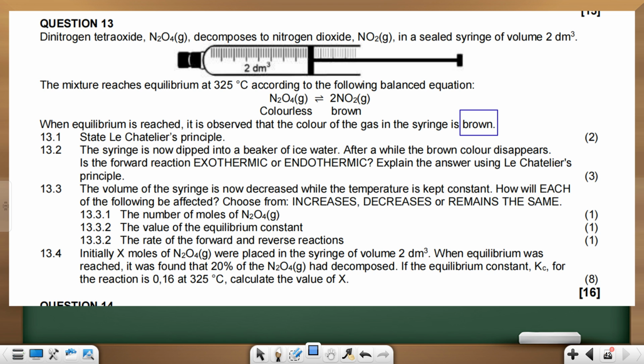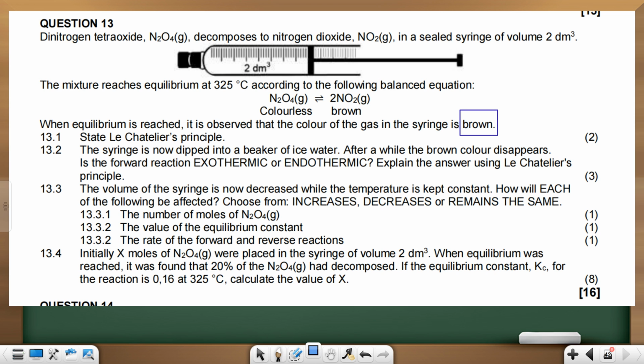What are they doing? Cooling it. If they are cooling it, the temperature decreases. After a while, the brown color disappears. What does it become? Colorless. The reverse is favored. Are you following that? Don't just read as if it's a newspaper. It's not Life of Pi. Take time and connect.